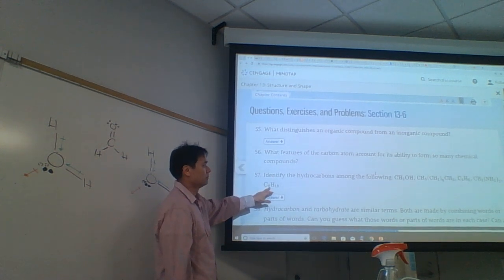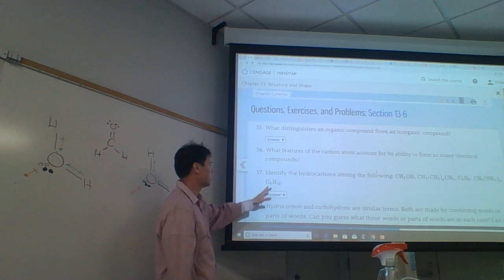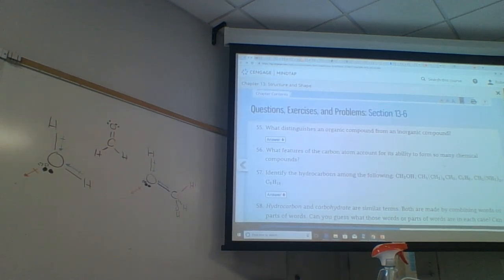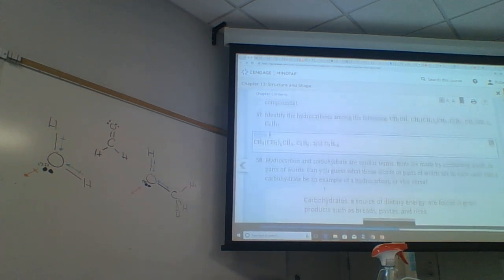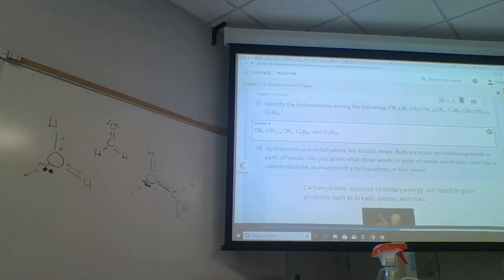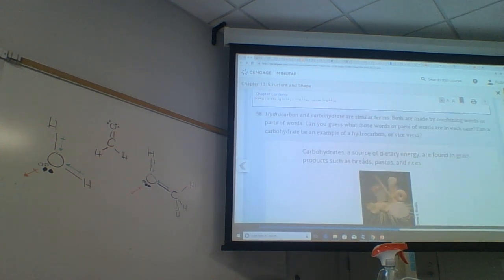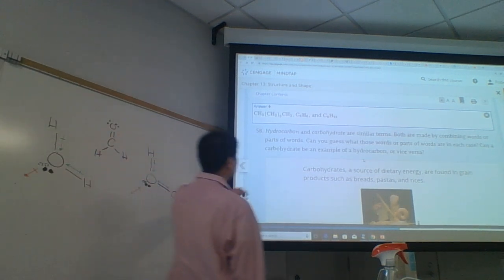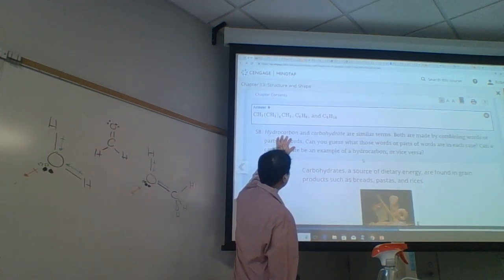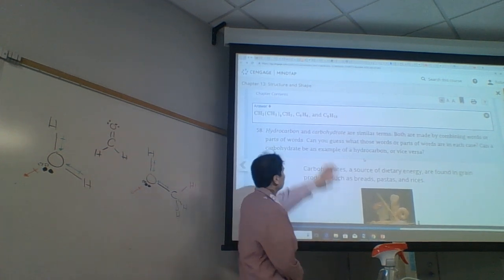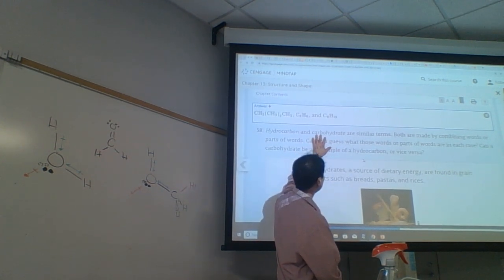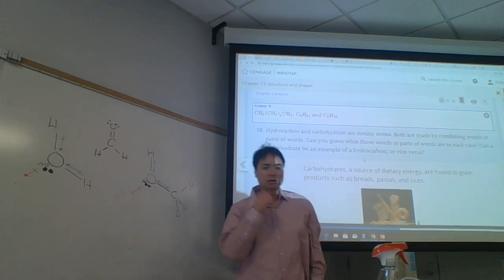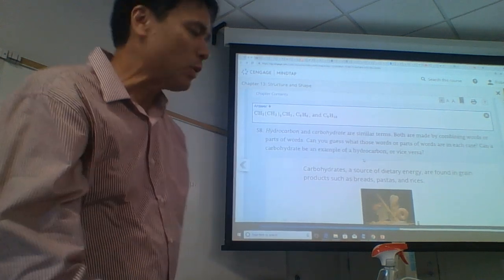C8H18. Yeah, that's a hydrocarbon. That's octane, actually. All single bonds. Hydrocarbon and carbohydrate are similar terms, but yeah, they're different. Hydrocarbon, a compound containing hydrogen and carbon. When you look at carbohydrate, what is that? Is that a compound containing carbon and hydrate? Hydrate is water. And in a way, yes, in a way, no.